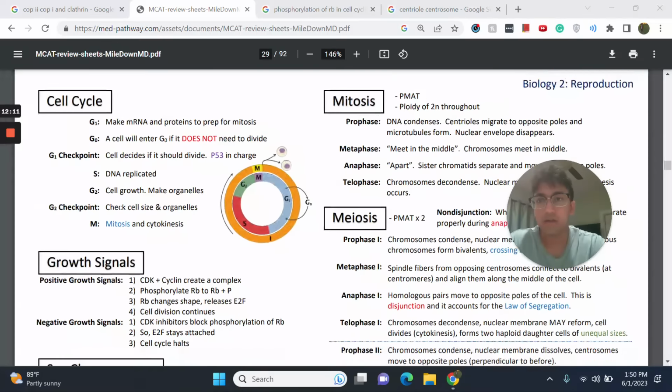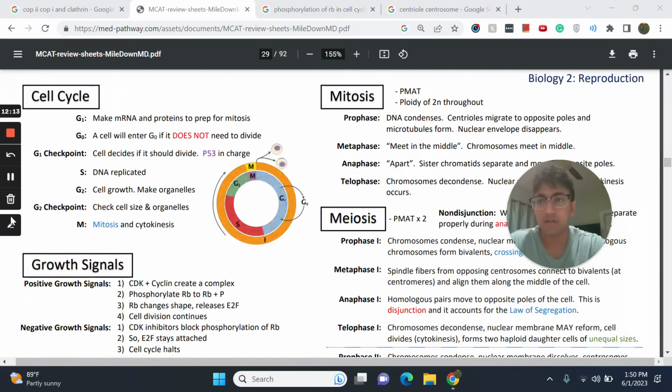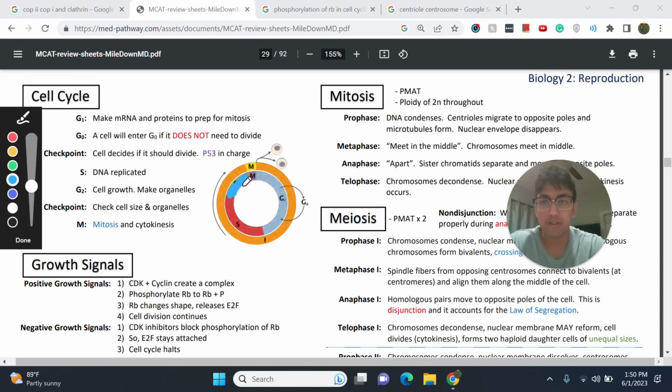G1 is when the cell is making mRNA and proteins to prep for mitosis, right? G1 is this part. S phase is when the DNA is being replicated, right here. And the G2 phase is when cell growth is happening, where organelles are being formed and there's overall preparation for mitosis. And M is mitosis and cytokinesis, where the DNA is dividing into two daughter cells, and all the organelles are dividing into two daughter cells.